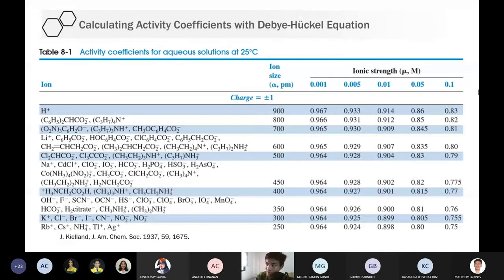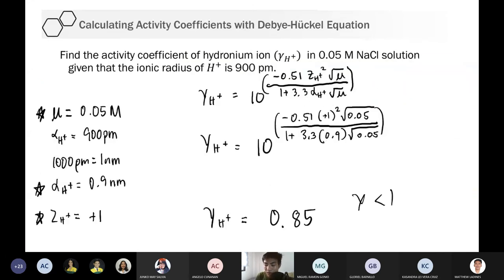Okay? As long as nandiyan yung ionic strength mo, kahit wag ka na gumamit ng Debye-Hückel equation, makikita mo na yung gamma value. Now, tignan natin. For this problem, mu is 0.05. Ang gusto natin hanapin ay yung gamma ng H+.